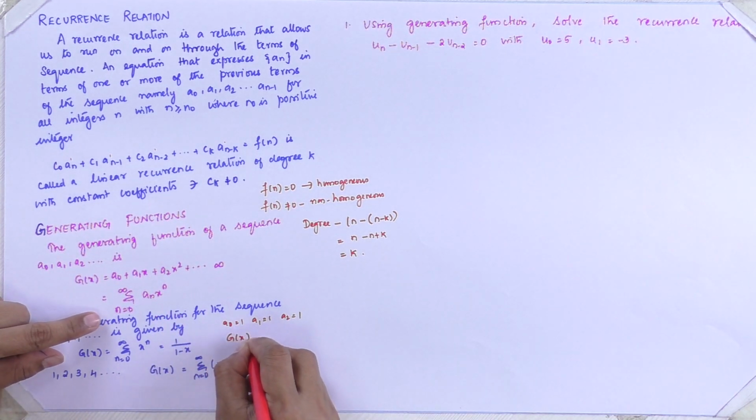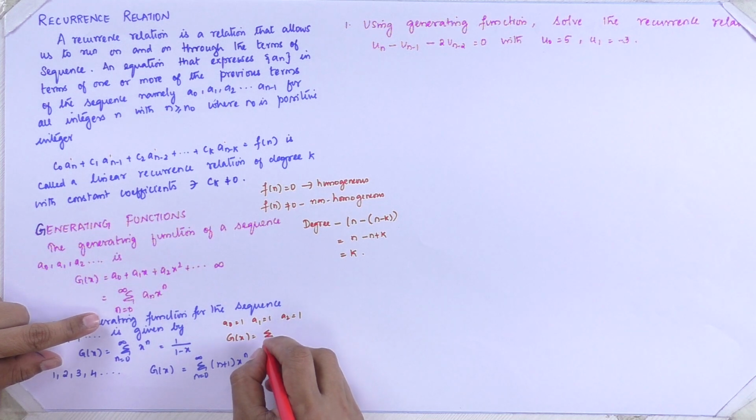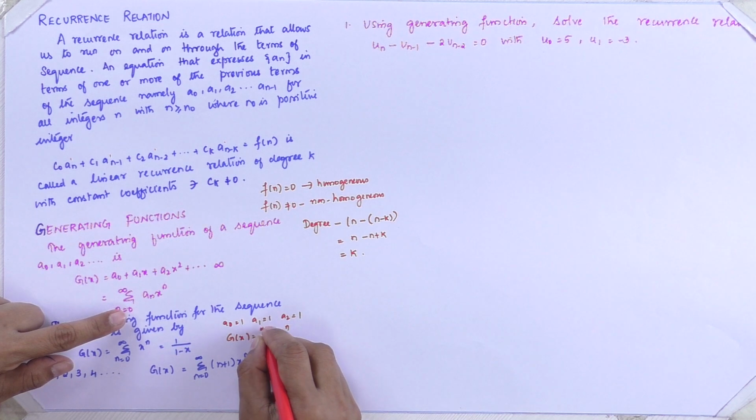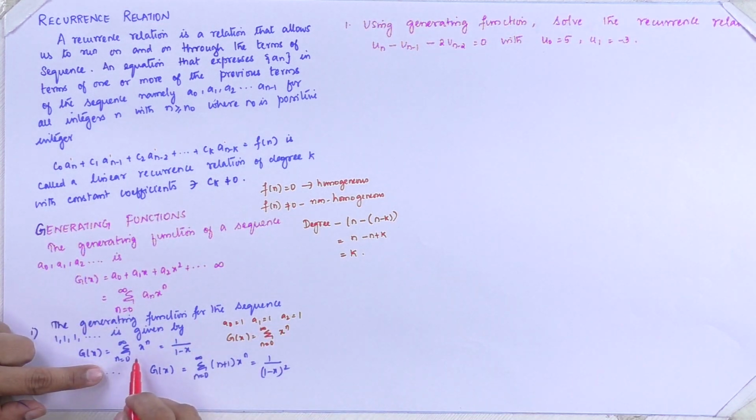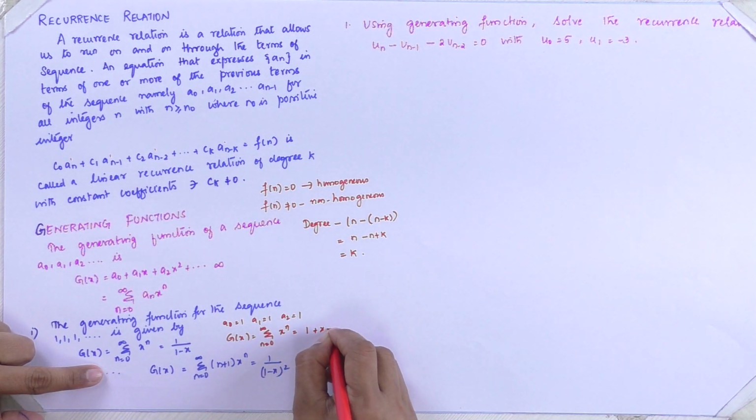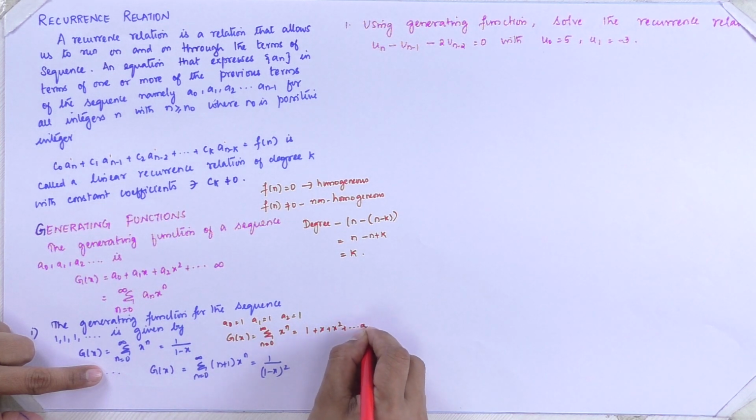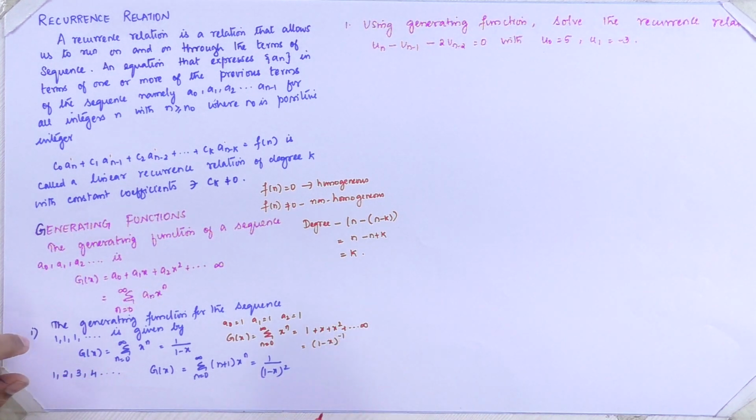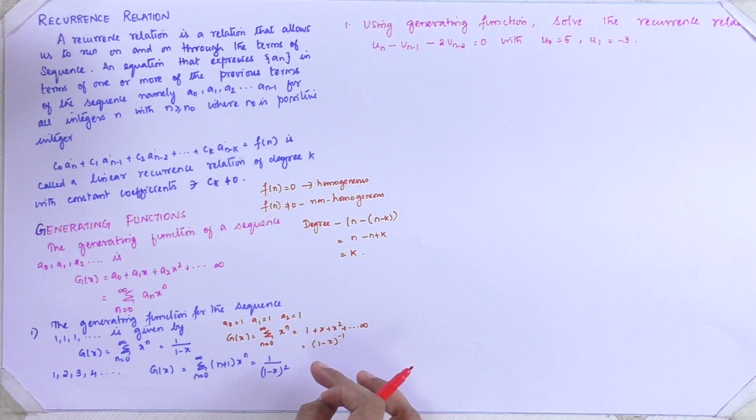Therefore my g of x will be equal to the summation, where a_n is all 1, so I will have only x power n, n equal to 0 to infinity. That is what I have here. Now this is equal to, giving n the value 0, anything to the power of 0 is 1, so 1 plus x plus x square plus so on till infinity. And this can be written as (1 minus x) raised to the power of minus 1 using the binomial expansion, and that is 1 by 1 minus x. So this is the generating function for the terms 1, 1, 1, 1 and so on till infinity.